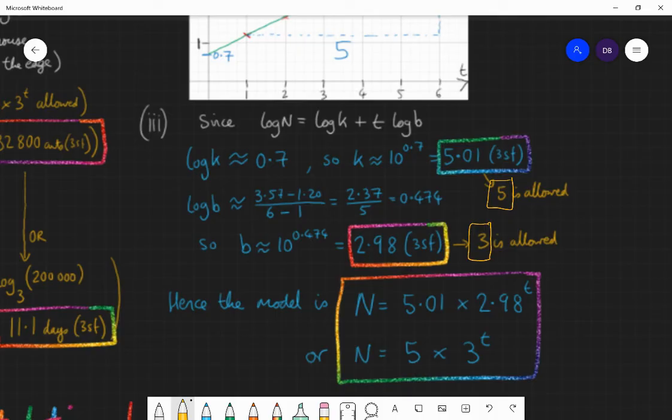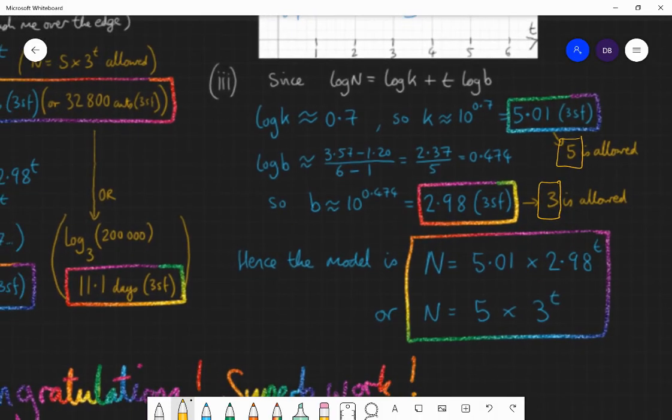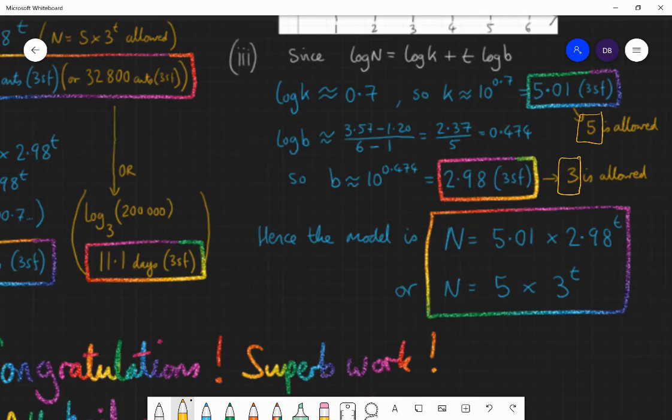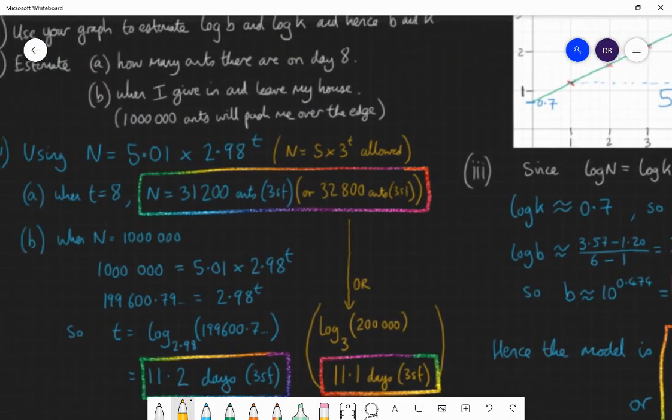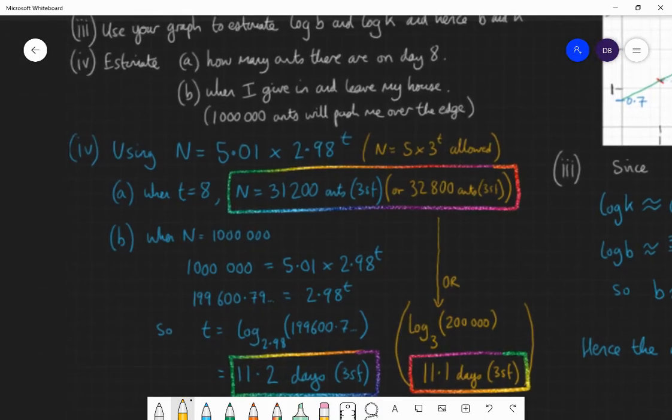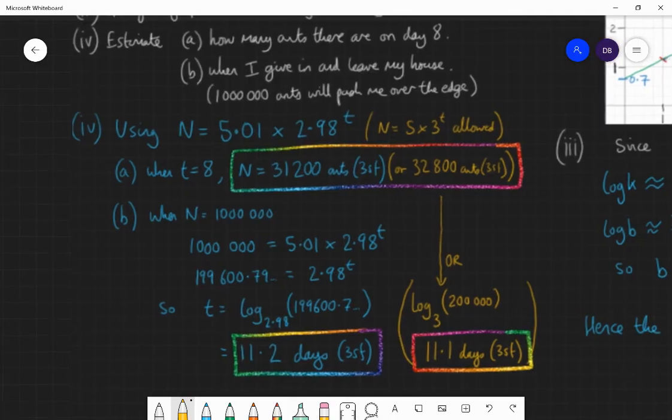Okay. 5 times 3 to the power of t is fine if you got that instead, okay? Because it's only an estimate. We're judging various things, so it's okay to round it a little bit more. Then, once you've got that, if you want to find out how many ants there are on day 8, you plug 8 into that and you get about 31,200 ants using my function 5.01 and 2.98, but 32,800 if you used 5 and 3. And then solving the equation to find out how long it takes for there to be 1 million ants. Using my function, it was 11.2 days. Using the simplified function, it's 11.1 days before I leave.